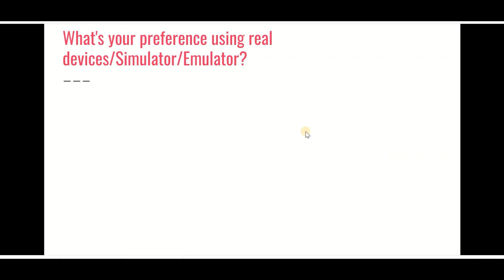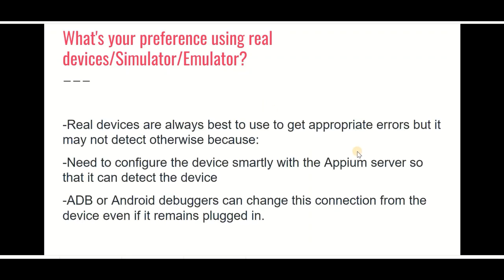And the last question, I believe this is number 20. What's your preference using real devices versus simulator or emulator? Well, real devices are always best to use to get appropriate errors, but the device may not be detected otherwise, because you need to configure the device smartly with the Appium server so that it can detect the device. Sometimes ADB or Android Debug Bridge can drop the connection from the device even though it remains plugged in, and it can cause your test to fail. To handle this issue, you can write a module which resets the ADB after some time to reconnect to the devices.